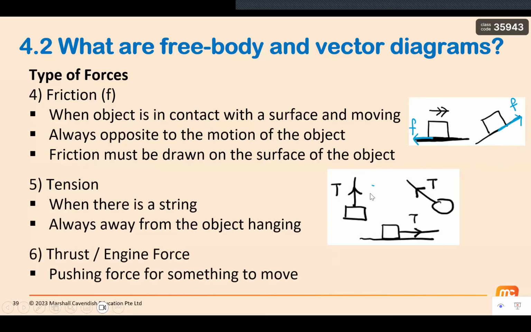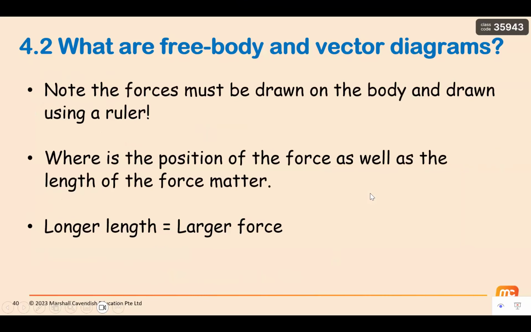Next we have a thrust or engine force. This is a pushing force to cause some objects to move. Just take note that all the forces must be drawn on the body, and it must be drawn using a ruler. For a free body diagram, the arrows must start from the body. The position of the force as well as the length of the force matter. If we have a larger force, we will draw it with a longer arrow. So the longer the length, the larger the force.